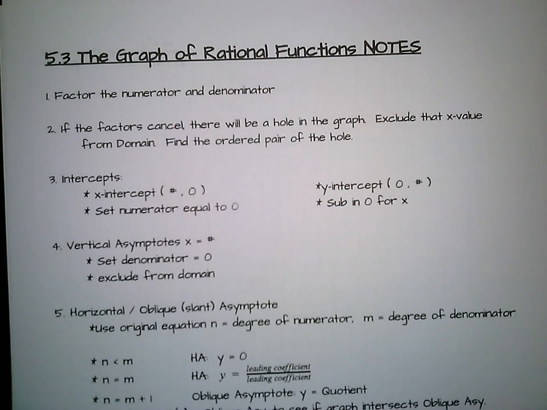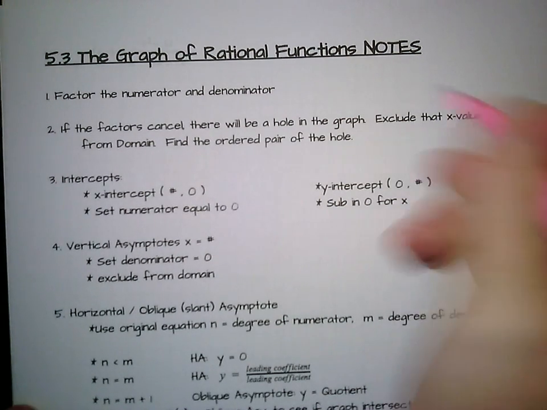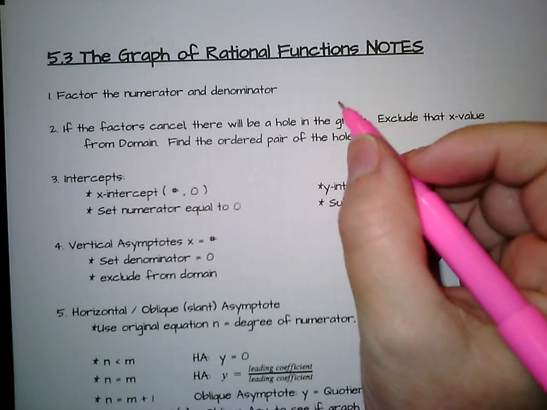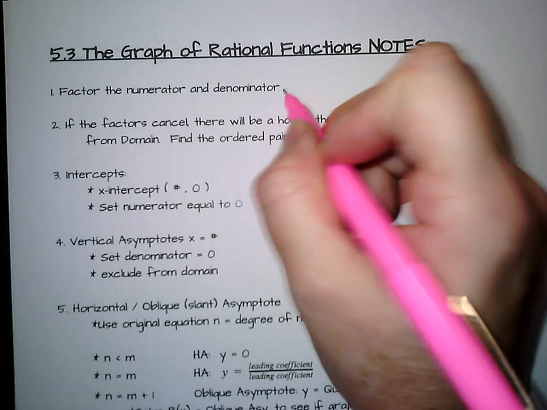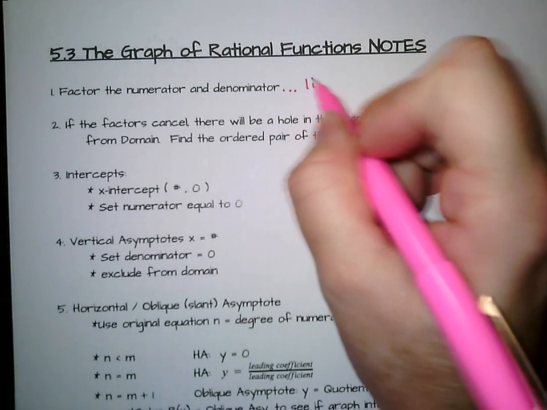In section 5.3, we're going to put together all the little pieces that we used in section 2 and go ahead and make an entire graph. So the first thing we're going to start out doing is factoring the numerator and denominator. From here, we're going to list the domain.